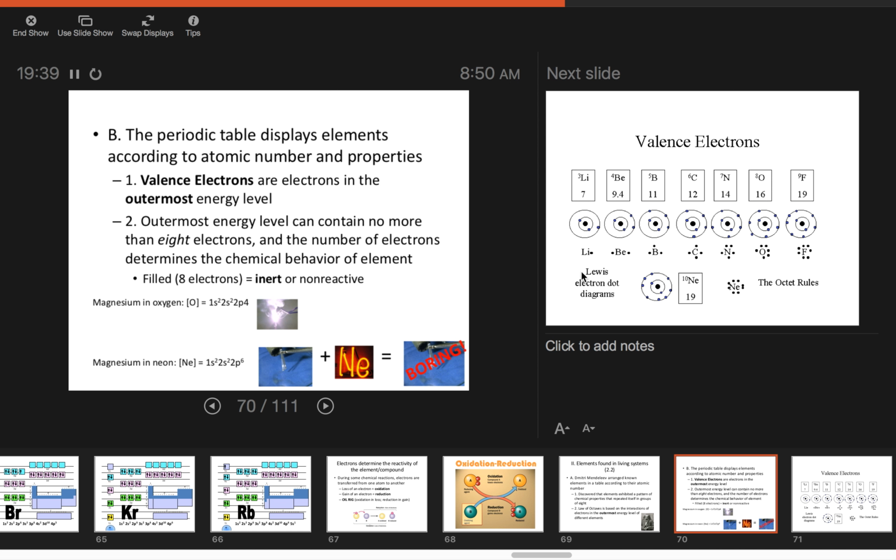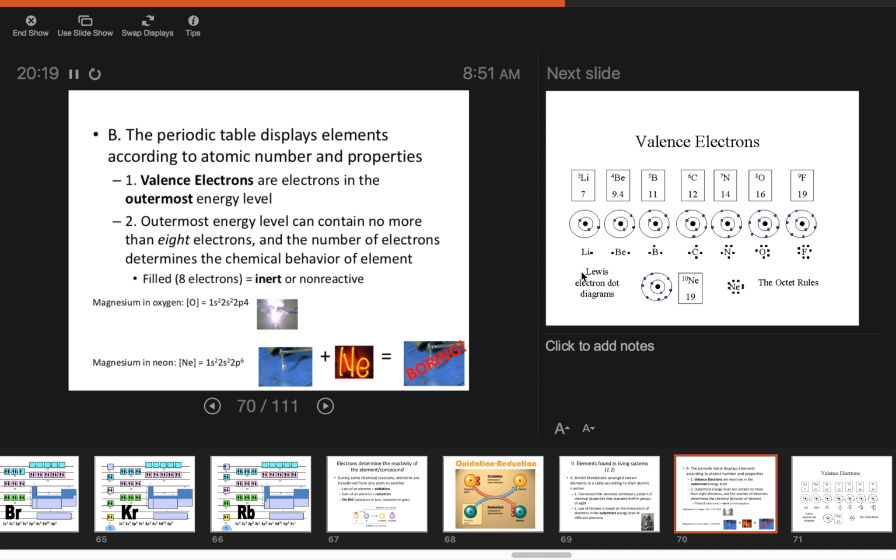The periodic table also displays elements according to their atomic number. It increases by atomic number, which tells you the number of protons, as well as its properties. I've already mentioned that the columns represent properties, like they all behave the same way. It's because of the valence electrons, the outermost electrons found in their energy level. The whole objective is to get 8 electrons, and the number of electrons determines the chemical behavior of that element to achieve 8. If you have a filled energy level, that means 8 electrons, you are inert or non-reactive, which means you act like a noble gas.